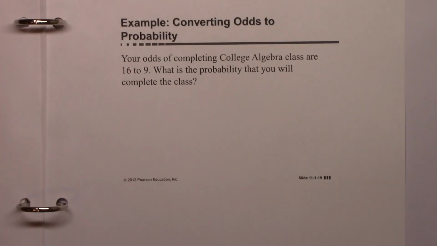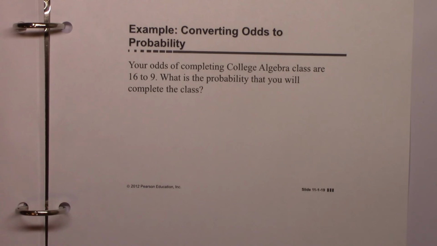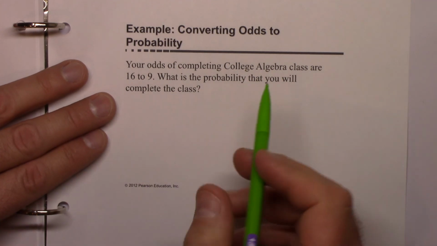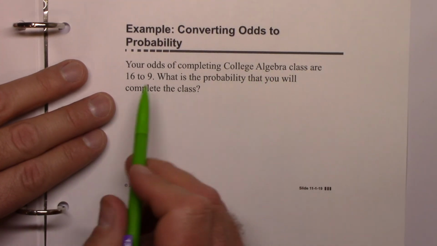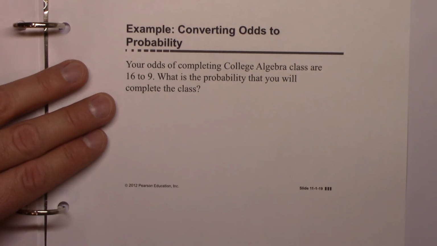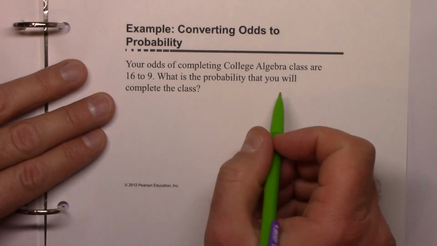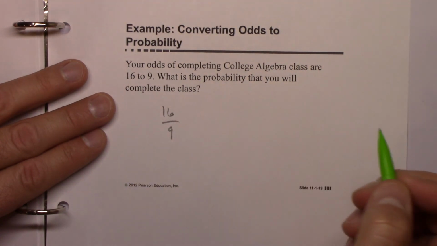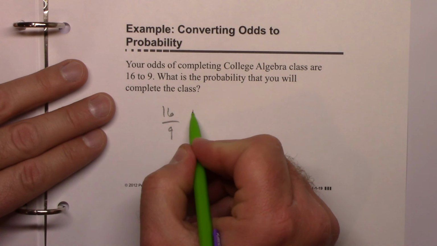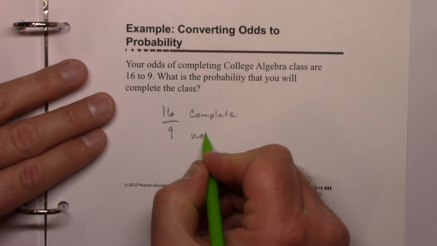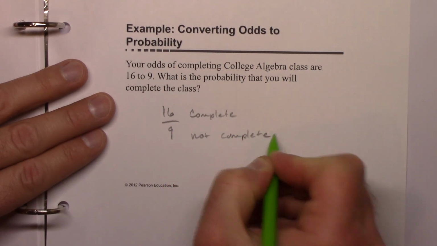All right, let's go ahead and turn to page 10. I think I've got one last example to share with you here. And this is where we're going to convert from odds back to probability. Your odds of completing college algebra class are 16 to 9. Based on that, what is the probability you will complete the class? We'll start with the odds of completing college algebra, 16 to 9. So based on how this is phrased, I have 16 outcomes where we will complete the course and 9 outcomes of not completing the course.